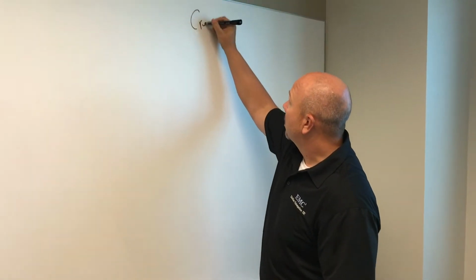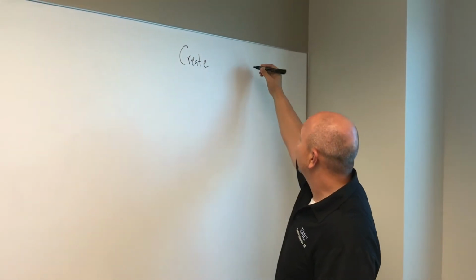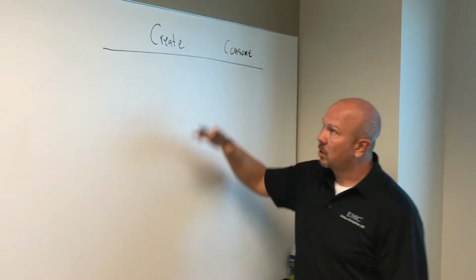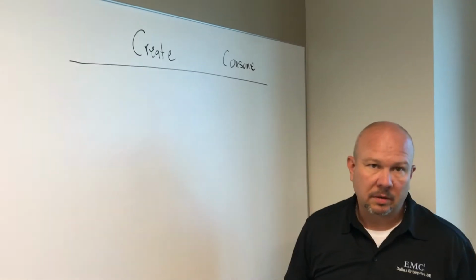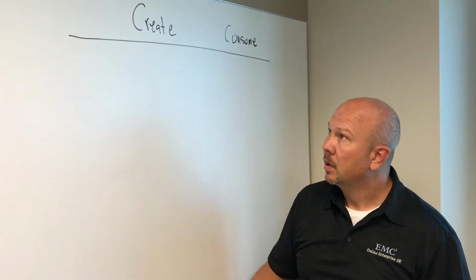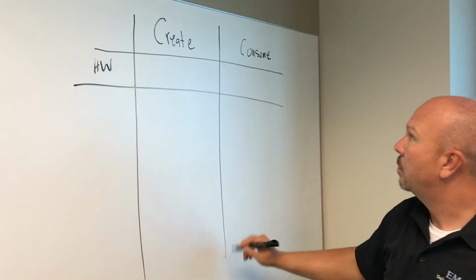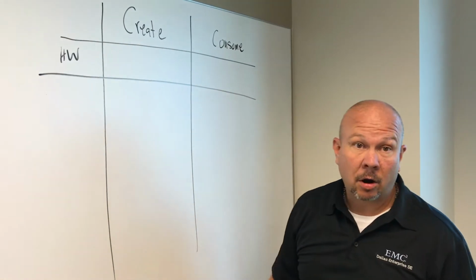So you start out with just simply creating a table, create versus consume. What we're going to do is go through the different parts and pieces that you would usually compare on a quote. So the very first thing is let's talk about the hardware. In both cases, on the create and consume side, the hardware should be identical.